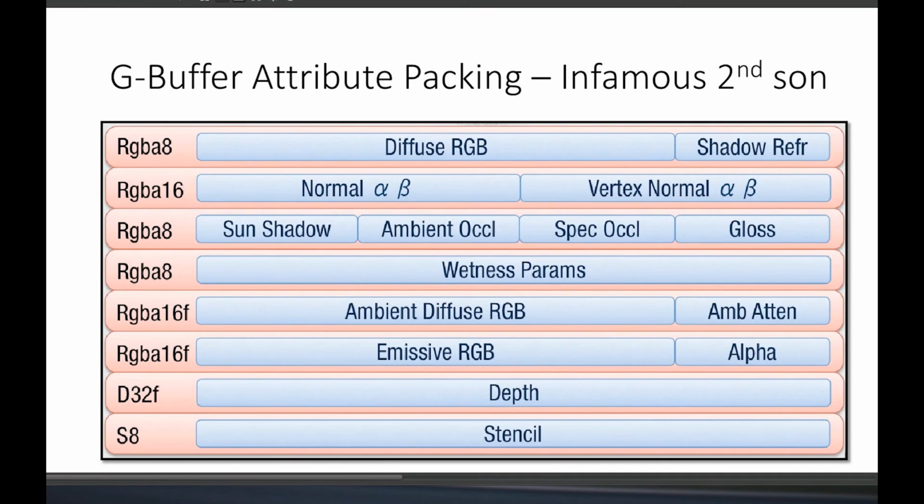For example, in the game Infamous Second Son, in a paper that the publisher published, they show the different geometry buffers they were using. In total, they use 8 different geometry buffers. One only to store the depth, and others to store, for example, different normals, different coefficients for physically based rendering, and things like that.